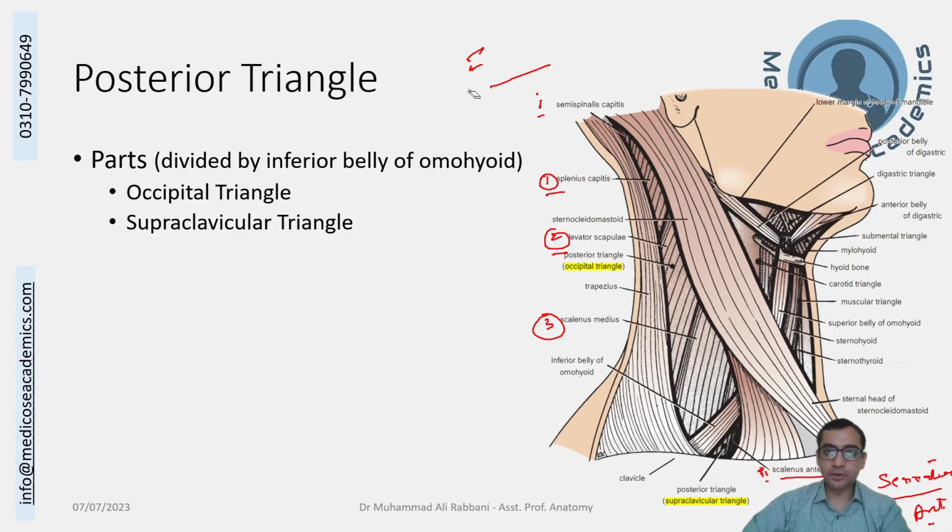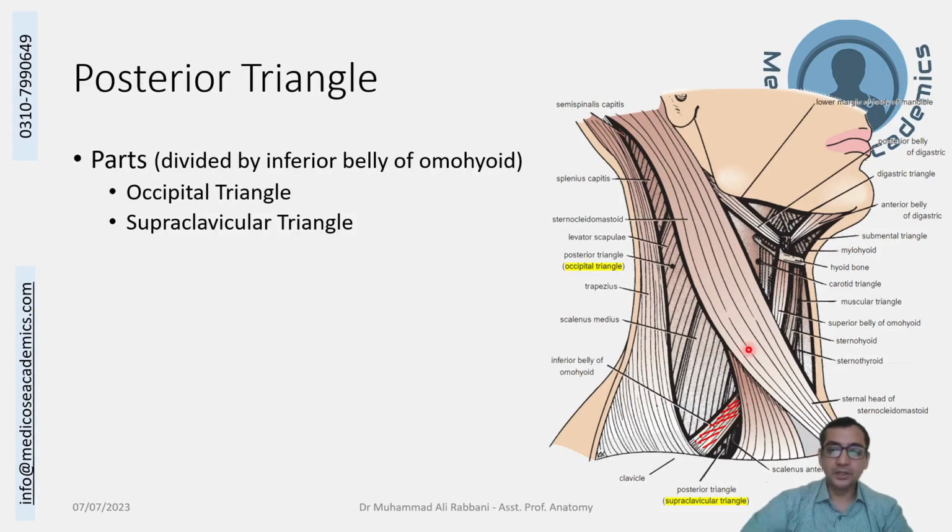Now, let's talk about the breakage of the triangle into its subdivisions. The anterior triangle was broken up into 4 triangles. The posterior triangle is broken up into 2 triangles, the upper one and the lower one, and the thing that divides them is the inferior belly of omohyoid. The triangle above it is the occipital triangle, which I have highlighted for you, and the one below it is the supraclavicular triangle.